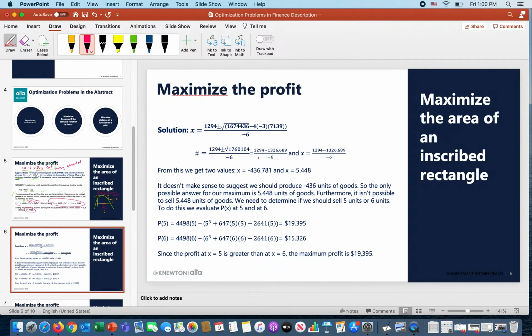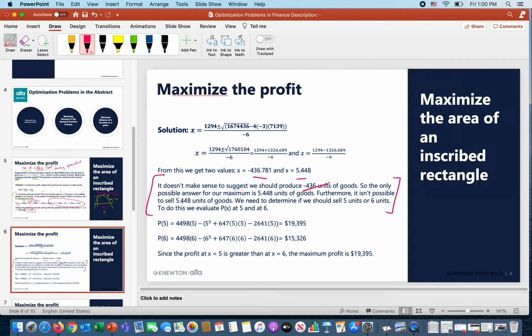Here's where I do the quadratic formula. So if you have any questions on this, then you need to take a look at what's going on, just to make sure you can get the right numbers. From my quadratic formula, I get these two values. Doesn't make sense to use that negative value, right? We're talking about the number of items sold. So I'm just going to forget about the negative value, and we're going to focus only on the 5.448.